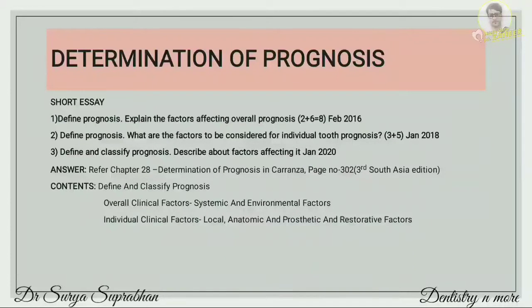And then you have to classify the prognosis into overall clinical factors and individual clinical factors, and then mention each one under it. Overall clinical factors will include systemic and environmental factors, and under individual clinical factors will come the local, anatomic, and prosthetic and restorative factors. There is a table given in Carranza, so please refer to this chapter.